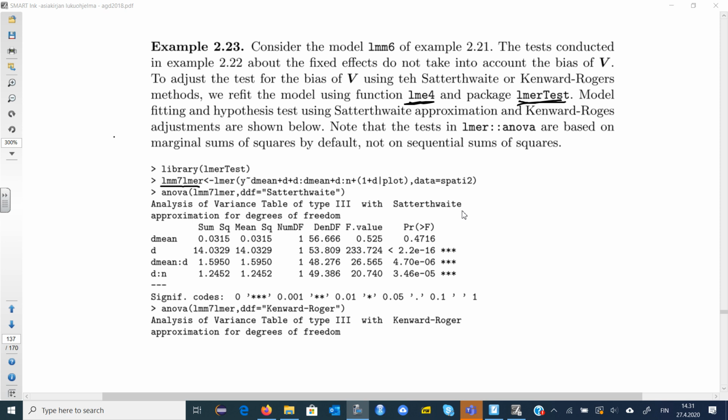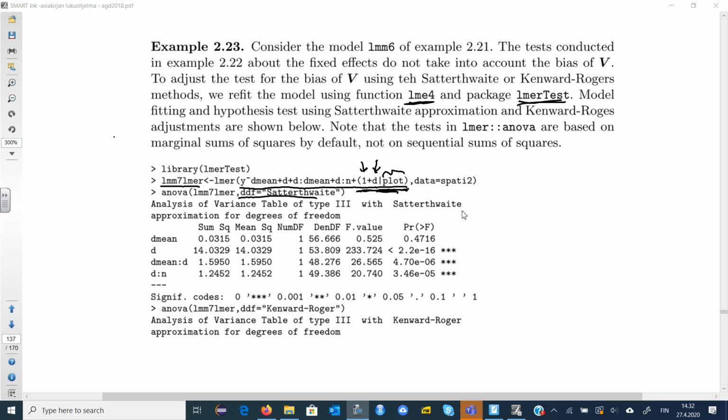So here we first refit model LMM7 using the lmer function. You see that the syntax in this model is slightly different from the other packages. The random effect part is included in the same formula as the fixed effect, but it is included within parentheses. This notation means that we include a random intercept and a random coefficient for diameter at plot level into the model. And then we can do the ANOVA using the Satterthwaite formula.